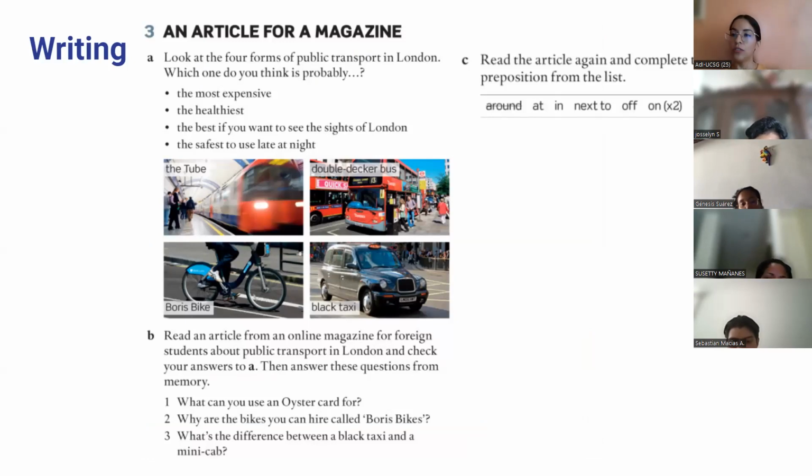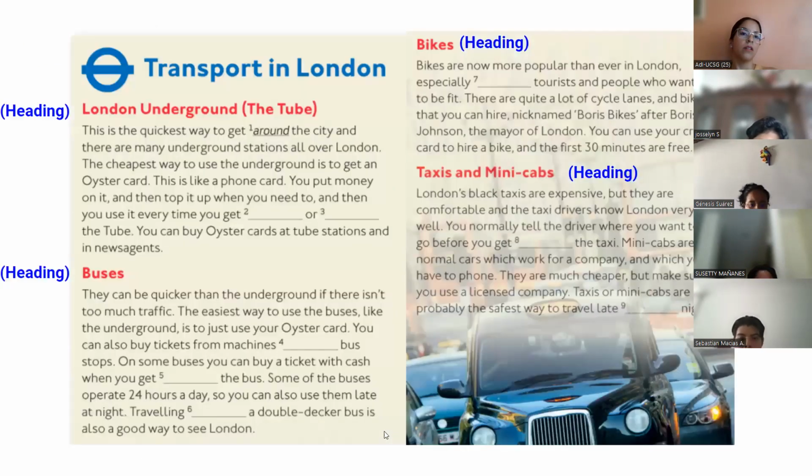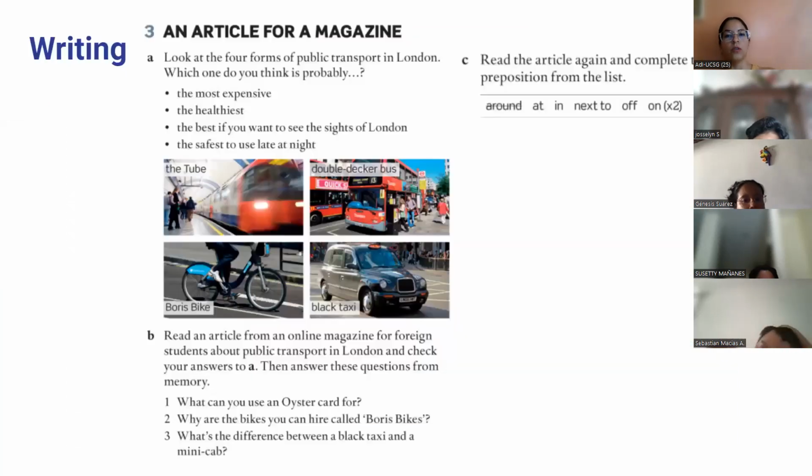Okay, because we're going to use that information in this writing assignment. Let's take a look at this. What do we have? An article. We're going to write an article. There it is. But the article is incomplete. So that's why I'm going to start with exercise C.